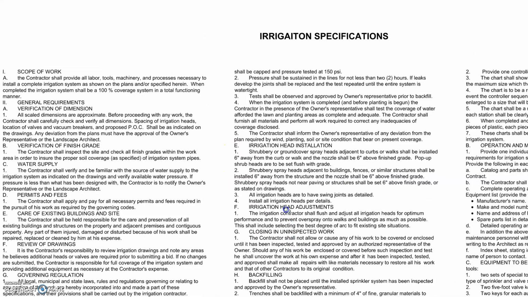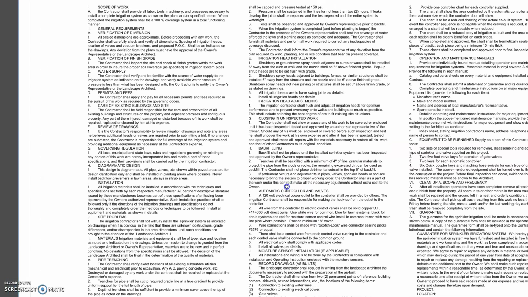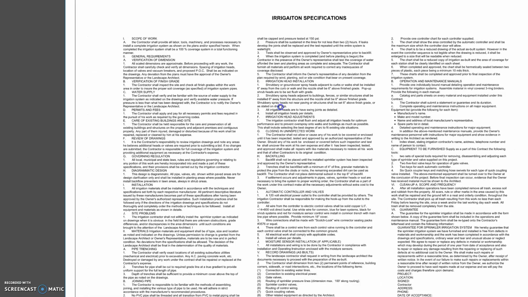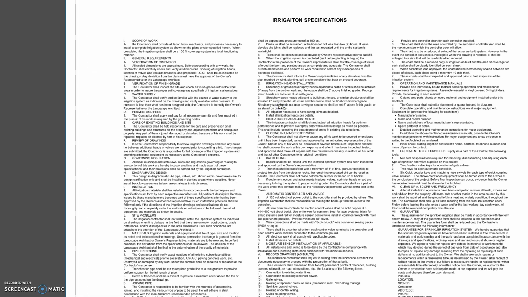And then lastly is the irrigation specifications. So these are more notes of covering you how you want the system to be installed, what methods and means, and then information about the different pieces of equipment. And that makes up the irrigation specification and what all the plans entail.